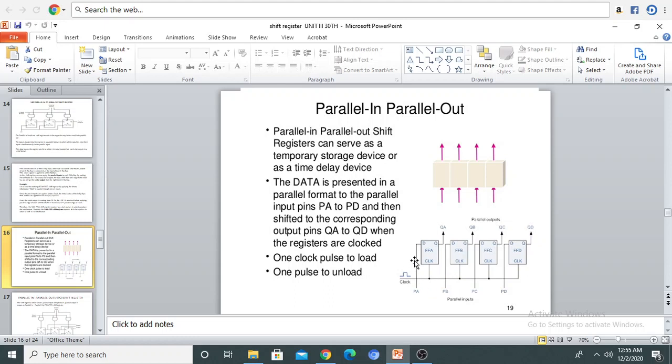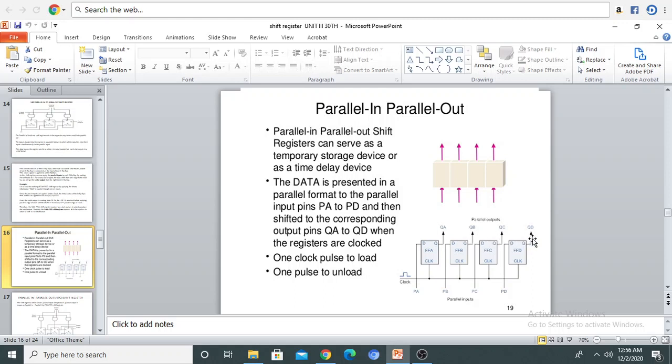So if D is equal to 0, Q is equal to 0. If D is equal to 1, Q is equal to 1. So now I am applying 1, 0, 1, 1. When you apply the clock pulse, you will get 1, 0, 1, 1. In one clock pulse, you can get the 4-bit values in the output. We are applying the data in parallel and receiving the output also in parallel.